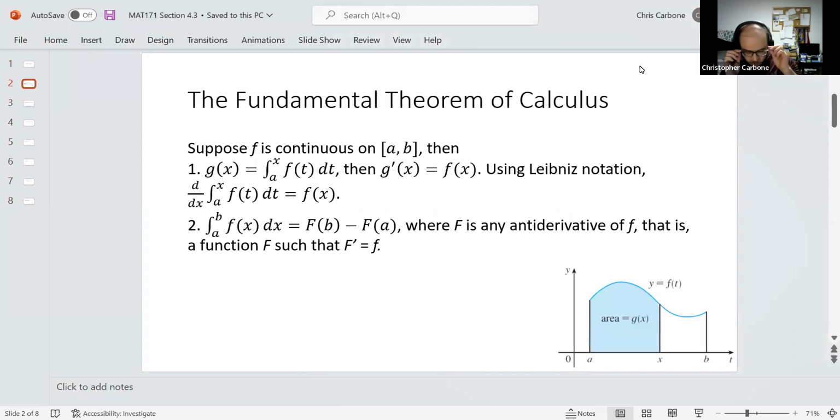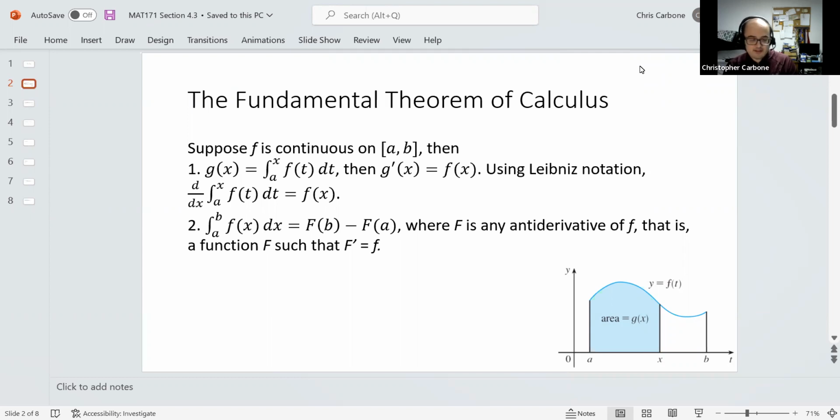So the Fundamental Theorem of Calculus. Suppose f is continuous on a closed interval from a to b, then g of x is equal to the integral from a to x of f of t dt, and then g prime of x is equal to f of x. Using the Leibniz notation, this would be the derivative with respect to x of the integral from a to x of f of t dt is equal to f of x.